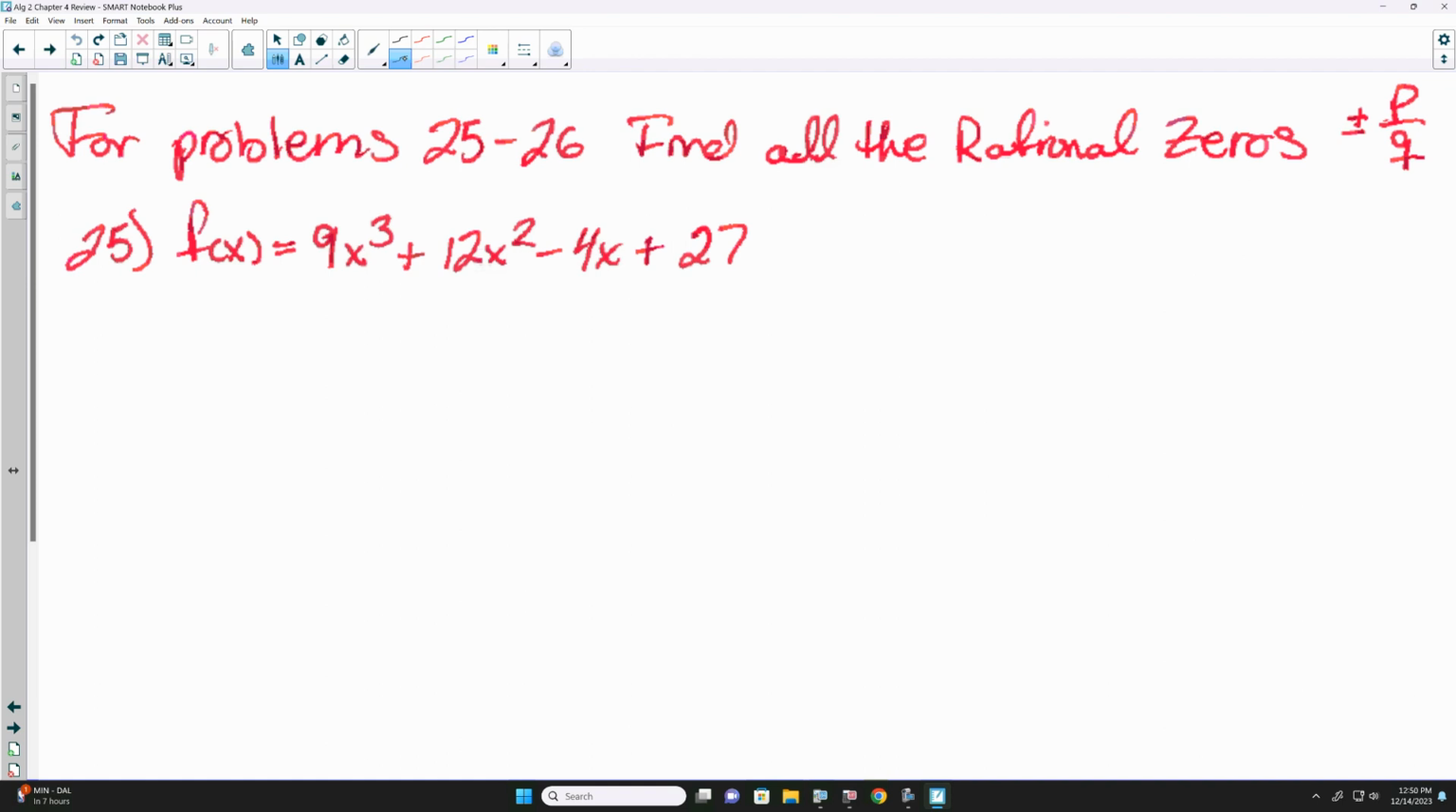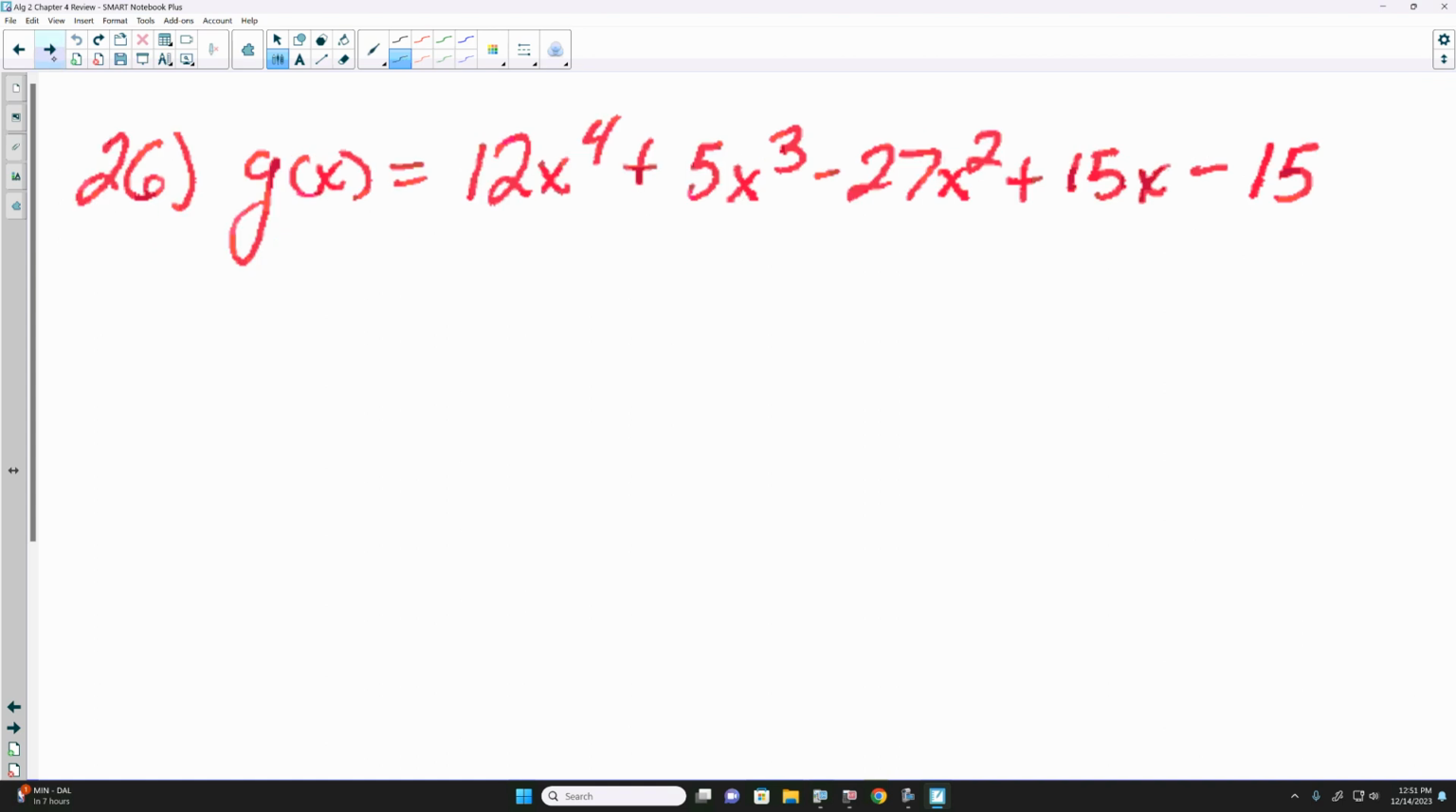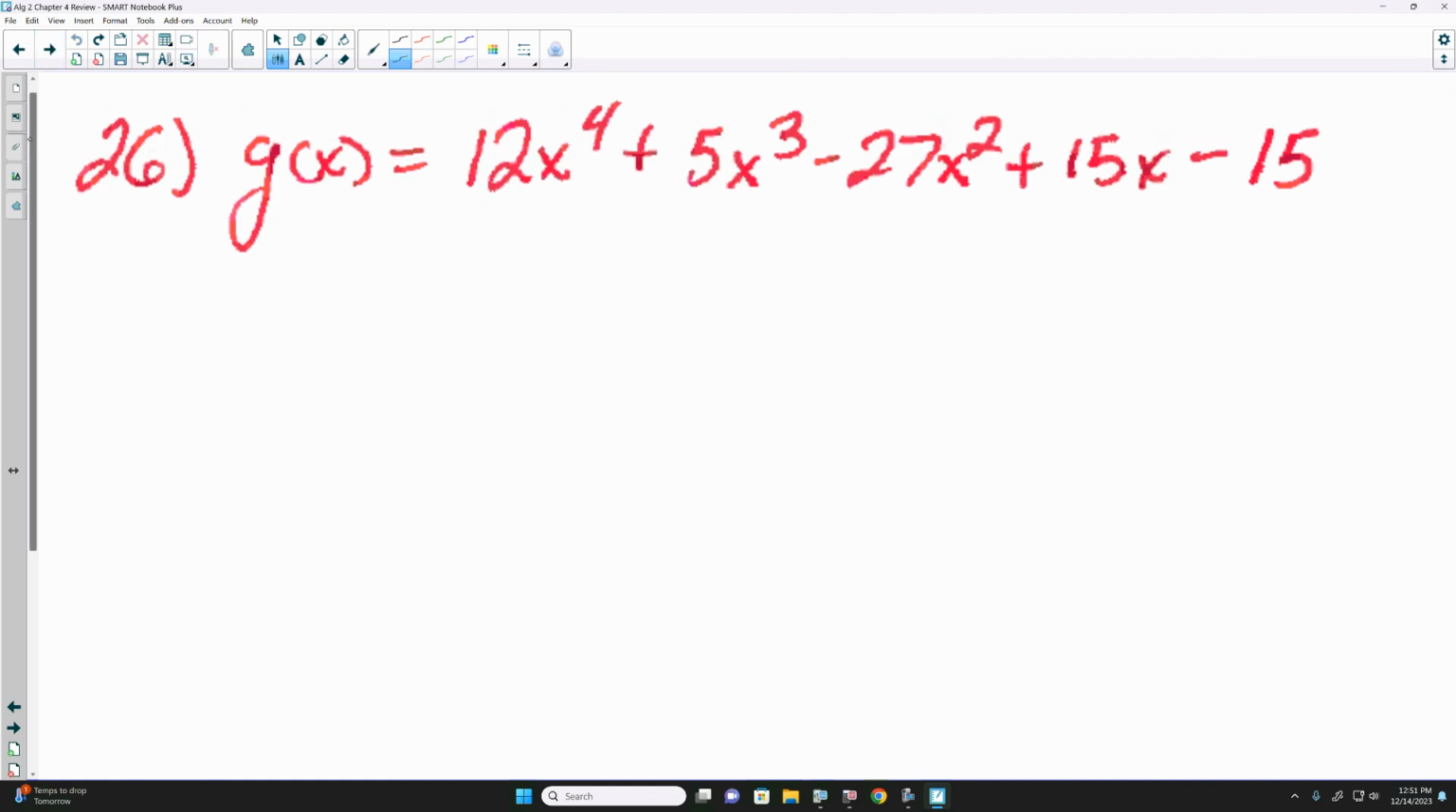Where we got to yesterday was finding all the rational zeros, our plus or minus p over q. Do we want to look at 25 or 26? 26. Okay. 26 for the possible rational zeros is our plus or minus p over q, where p is the factors of the constant term.